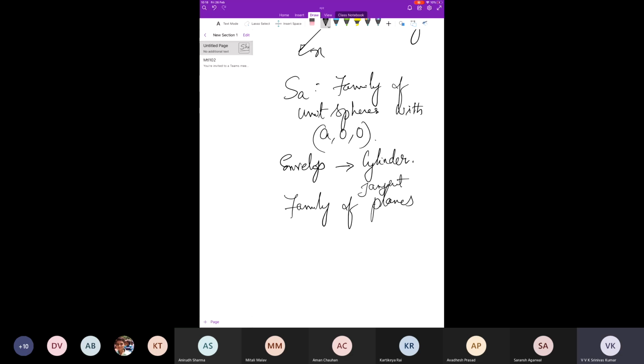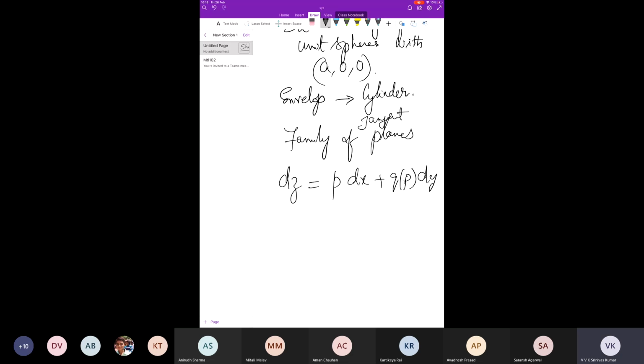So what are the tangent planes in our case? Yeah, dz is equal to p dx plus q of p dy. Okay, and now this is a one parameter family, and that parameter is p. So now if we differentiate this with respect to p, we get 1 times dx plus del q upon del p dy is equal to 0.